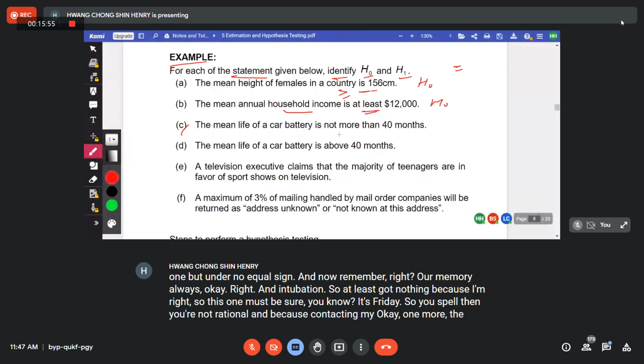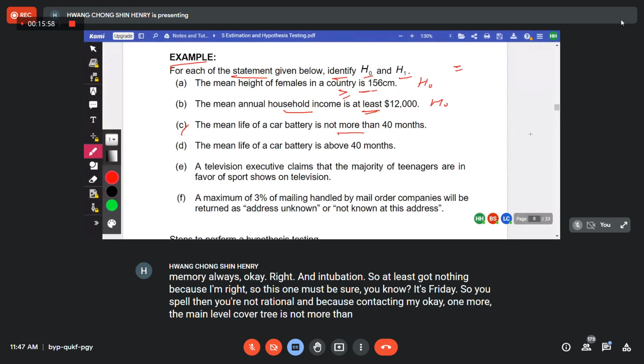The mean life of a car battery is not more than, as in chapter 4. Not more than, this one. Can it be equal or not?